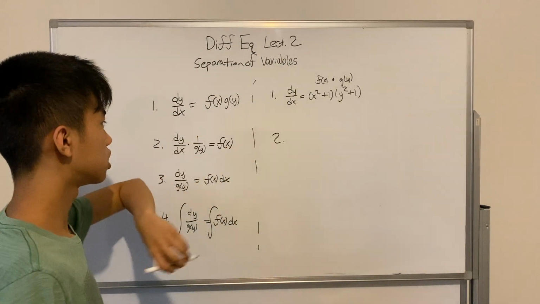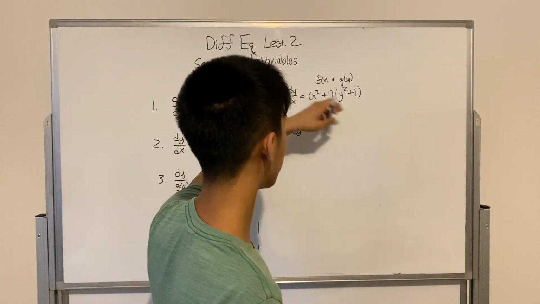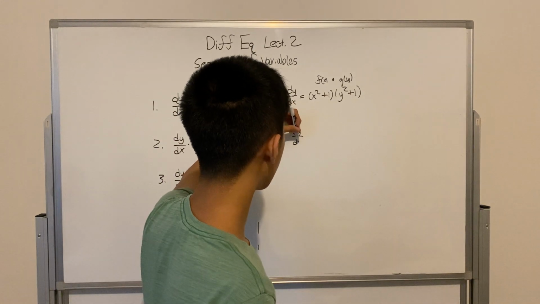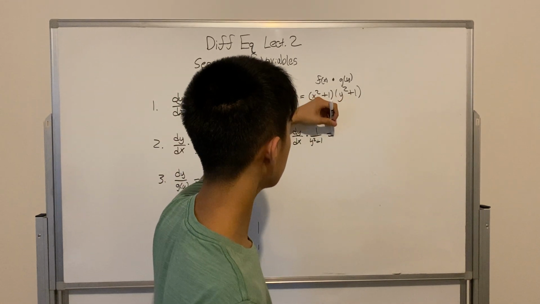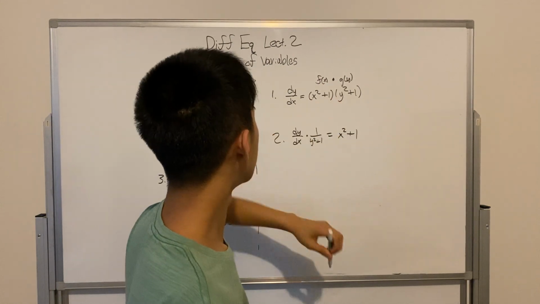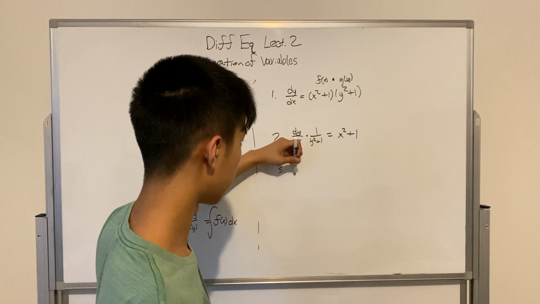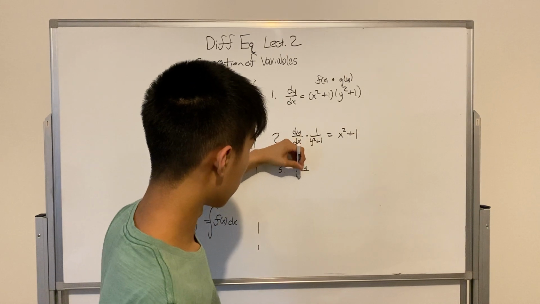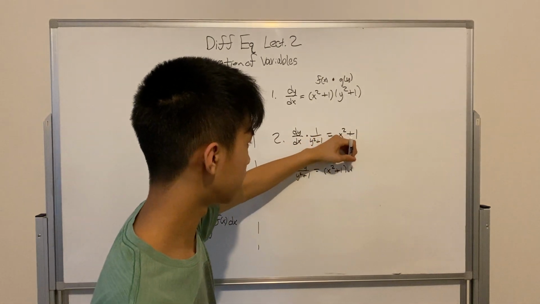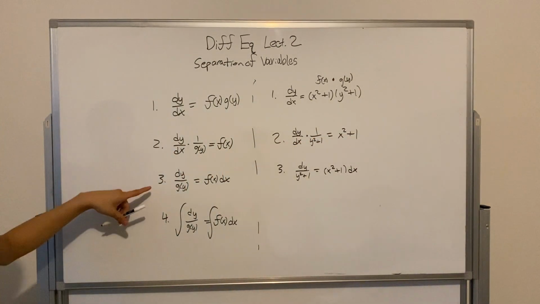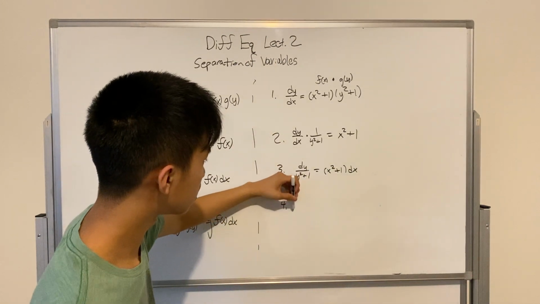Now, step 2 is dividing both sides by y squared plus 1, because we divide by g of y. So we have dy dx times 1 over y squared plus 1 equals x squared plus 1. Now we can multiply both sides by dx. So now we have dy over y squared plus 1 equals x squared plus 1 dx. Okay, so we're already at step 4 now. Now we integrate both sides.